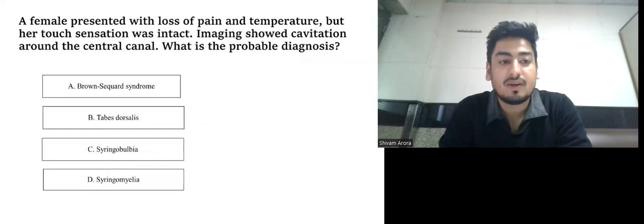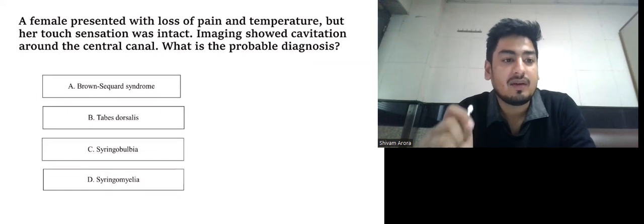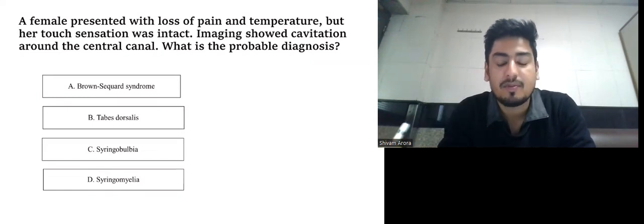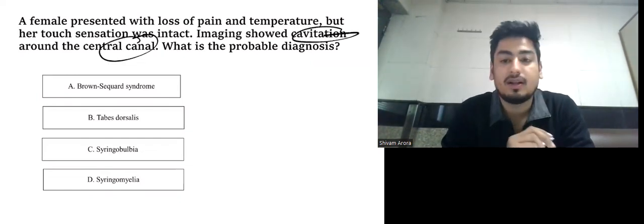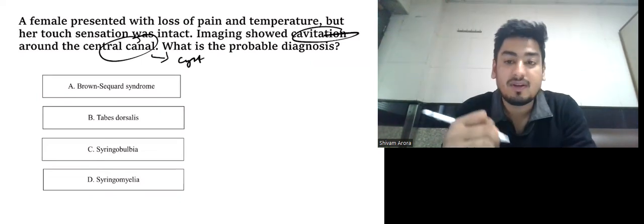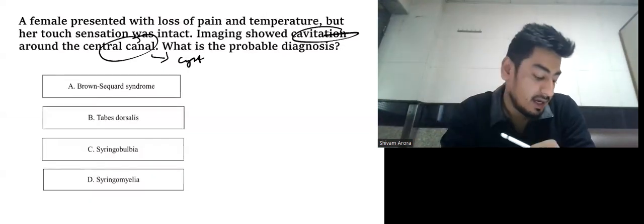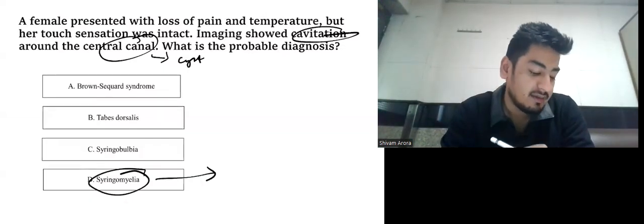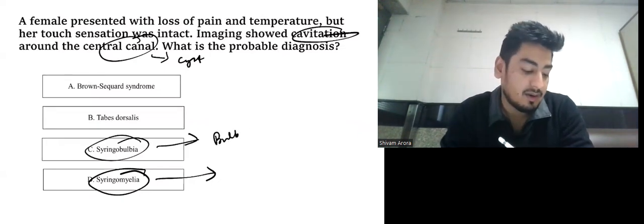Now, this is the second question. The question reads: a female presented with loss of pain and temperature, but her touch sensation was intact. Imaging showing cavitation around the central canal. What is the probable diagnosis? Although the question itself says that there is cavitation around the central canal. So cavitation or cyst-like formation around the central canal, or increase in the CSF in the central canal causing a cyst-like lesion, is known as syringomyelia if it occurs in the spinal cord and syringobulbia if it occurs in the bulb or brainstem.